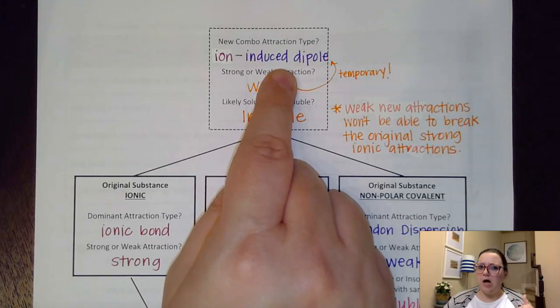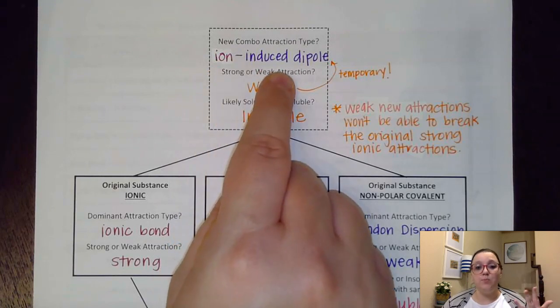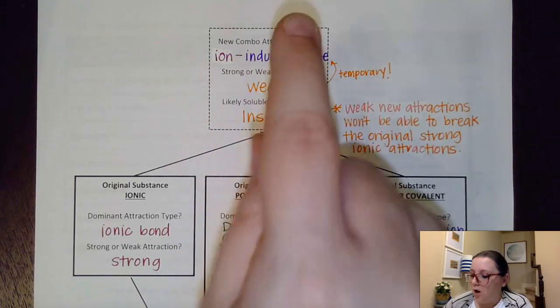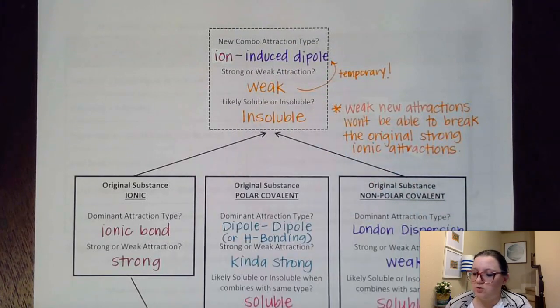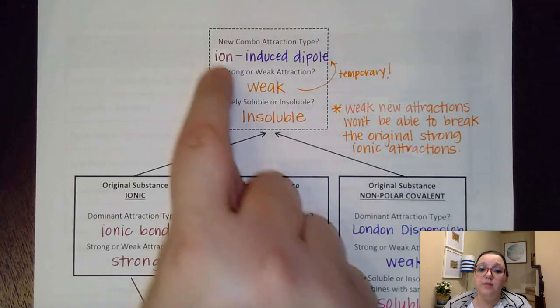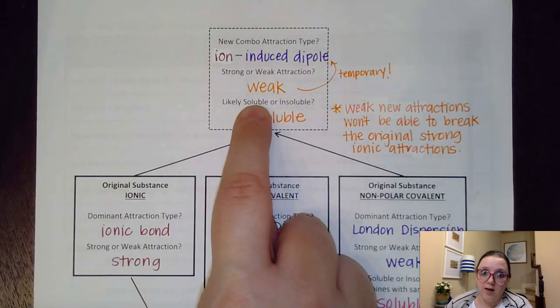So we don't call it ion London. That sounds kind of weird. We call it ion-induced dipole. So keep that in mind. Now, here's the deal. Hopefully we know that those induced dipoles are very temporary. Those are weak attractions. So what that means is that overall, this attraction is weak, okay?